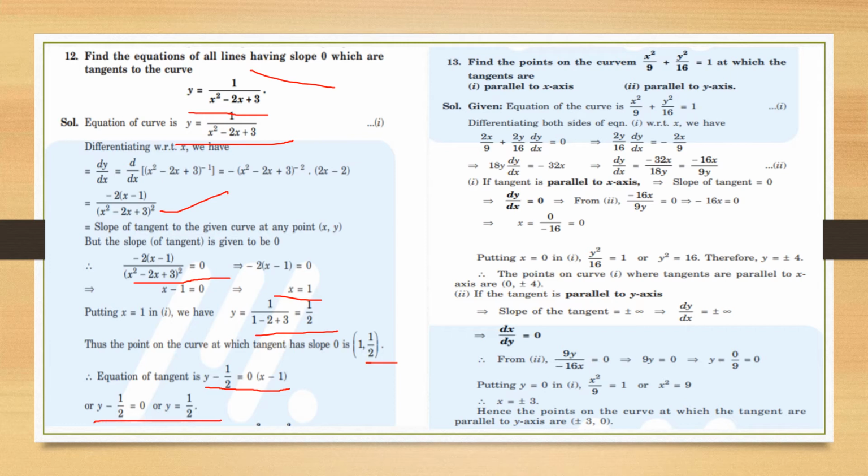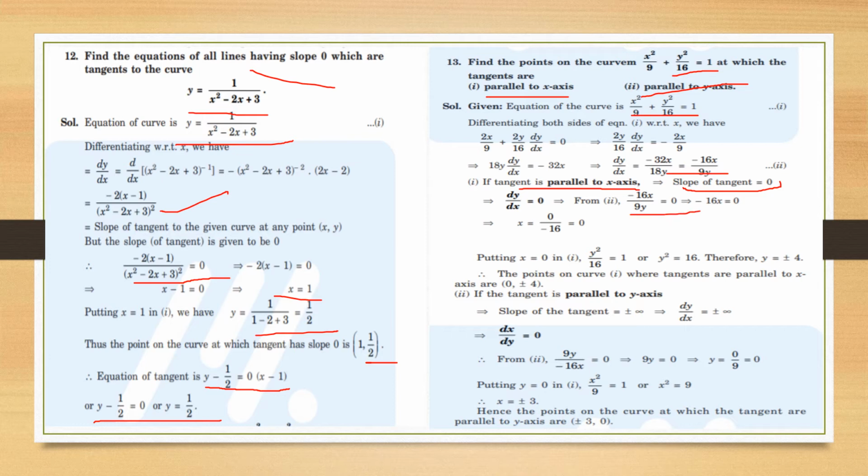Number 13 is: find the equations of the tangents to the curve x square by 9 plus y square upon 16 equal to 1. This is the equation of an ellipse at which the tangents are parallel to the x-axis or y-axis. So let's start with it. This is my ellipse. Differentiating, I'll get 2x by 9 plus 2y by 16 dy by dx equal to 0. That means dy by dx equals minus 16x by 9y. Now, if the tangent is parallel to the x-axis, I know that the slope of the x-axis is 0. So the slope of the tangent will be 0. So minus 16x upon 9y turns out to be 0.